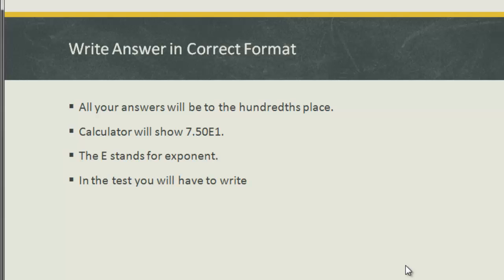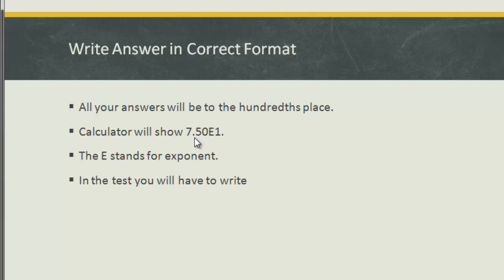The calculator right here, this little example, has 7.50 E1. The E stands for exponent, and that's something that if you're a 6th grader, you'll probably learn towards the end of the year or in 7th and 8th grade. If you're a 7th or 8th grader, you should know what an exponent is already.